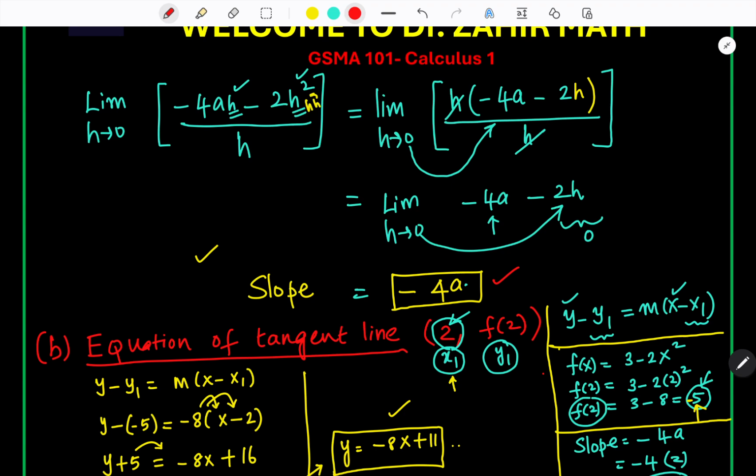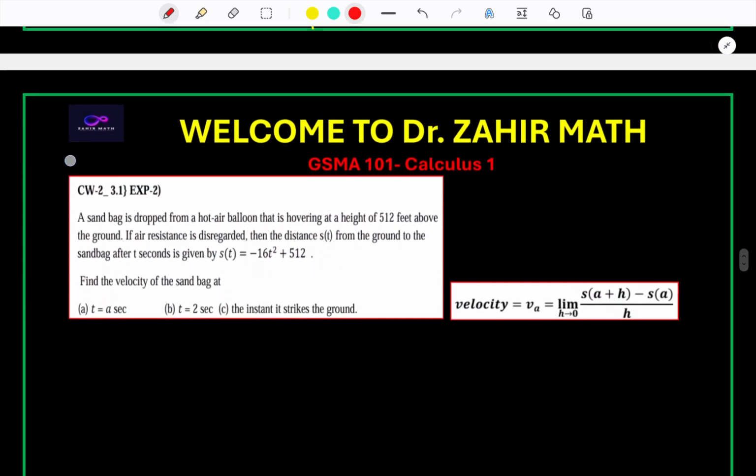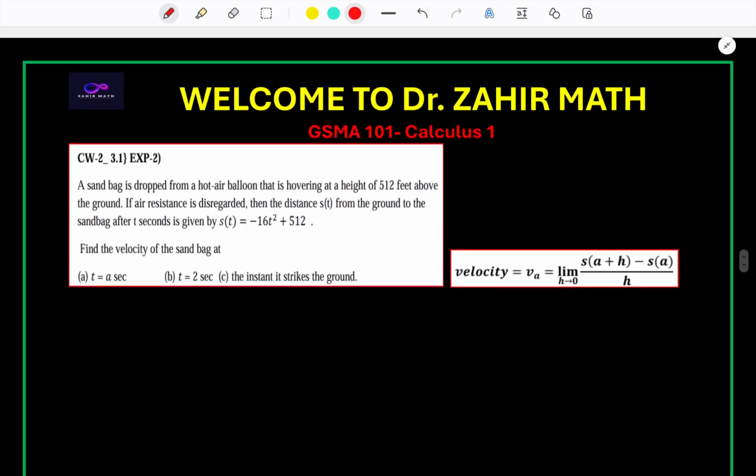Then this is your a comma f of a. It's already given in the question. It proves that a is 2, so I put a equal to 2 and got the slope. And y1, I put it in the function and got the value of y1. After that, I used the formula y minus y1 equals m times x minus x1. So finally, I got the answer. Let's go to the next question.